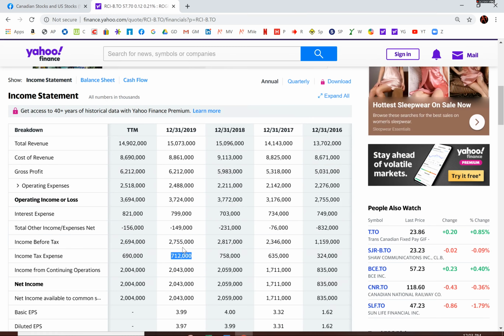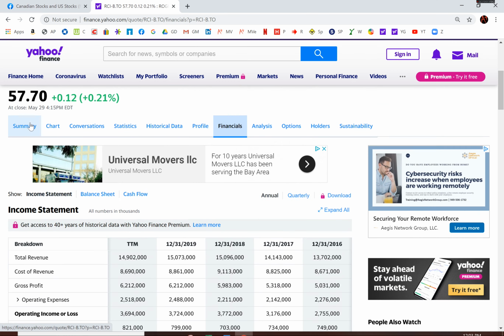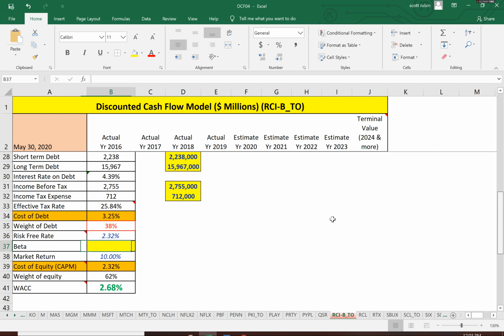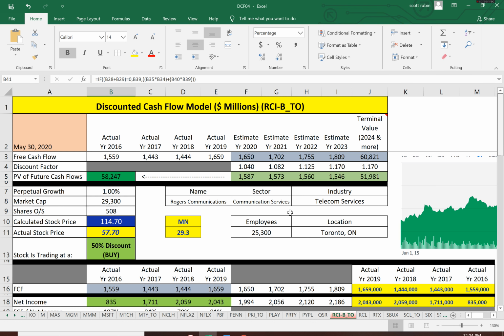Now we need the cost of equity, and we can just pull the beta. That's a really low beta, 0.28. That's one of the lowest I've seen. So the cost of equity is 4.47%. We use a CAPM model to figure that out. And the cost of debt is 3.25%. And when you blend those together, you get 4%. And that's the weighted average cost of capital. That's what we're going to discount the future cash flows by.